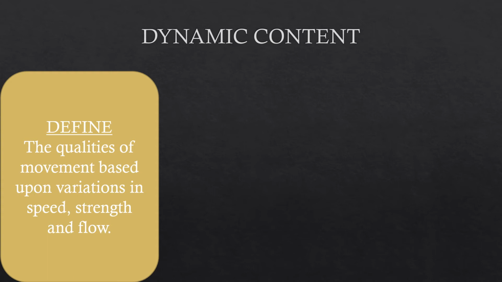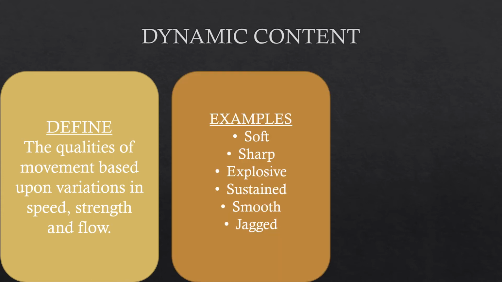Next we have dynamic content. Defining dynamic content: the qualities of movement based upon variations in speed, strength and flow. We just went through that, but it's important, can you give examples of dynamics? Soft, sharp, explosive, sustained, smooth, jagged. It's super important that you have 5 that are your go-to 5 dynamics, because throughout section A you will be asked at some point to name a dynamic. So it's essential to have these examples ready to go.